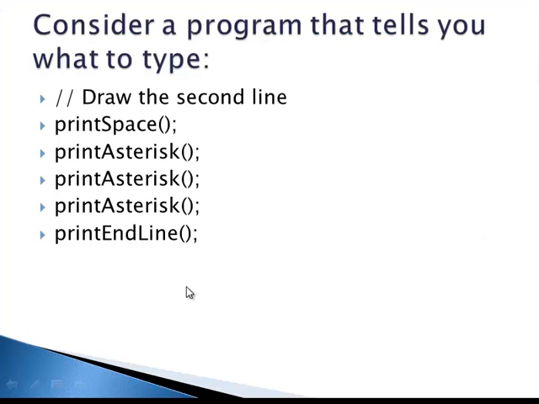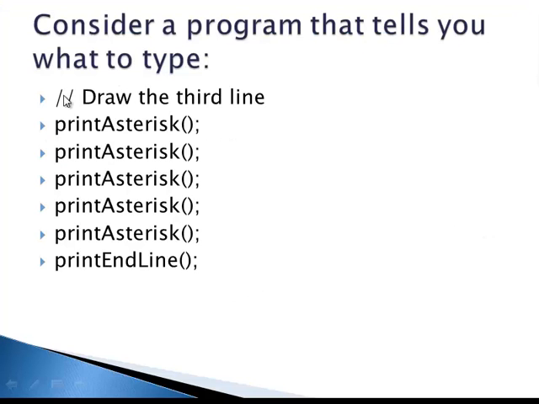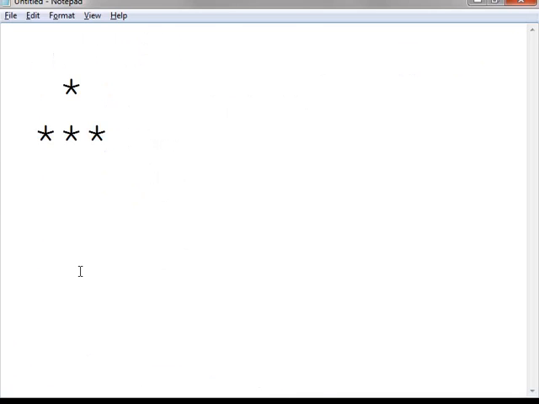Coming back here again, we look at this, and the comment again, two slashes, means draw the third line. It means that this is just a comment. The computer won't be conducting this action. This is just for you and me to look at and know what's happening. So finally, this has 5 print asterisks here in a row, and then it ends the line. So let's see what that makes happen. So I have a 1, 2, 3, 4, 5 asterisks, and then I print an end line.